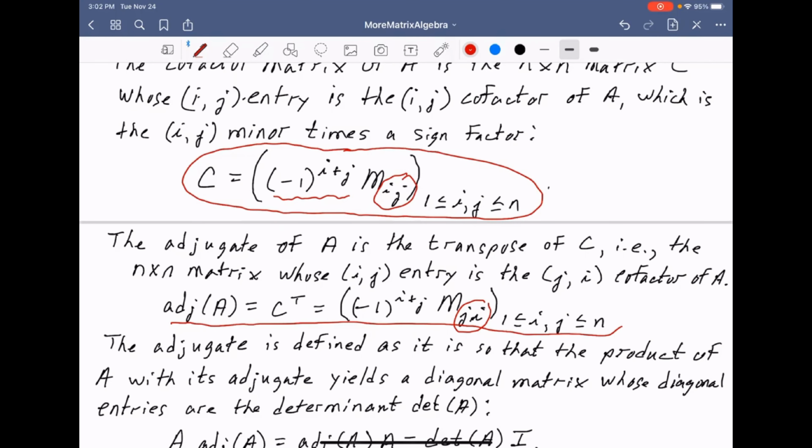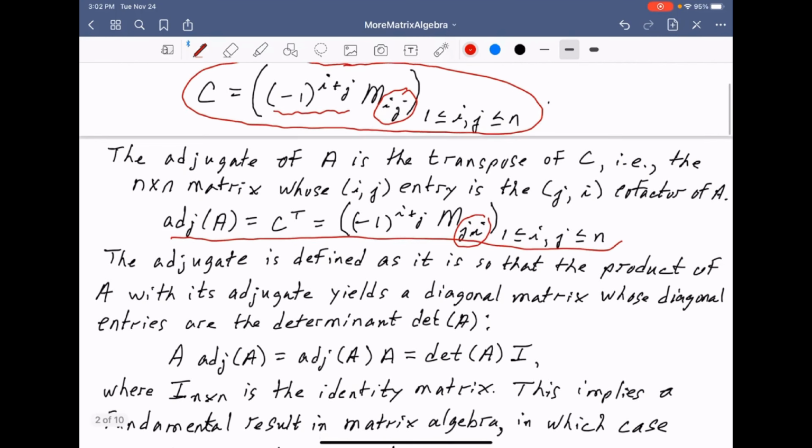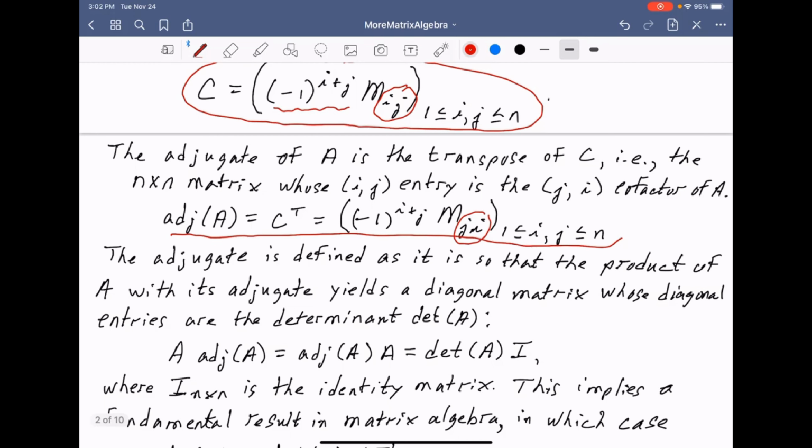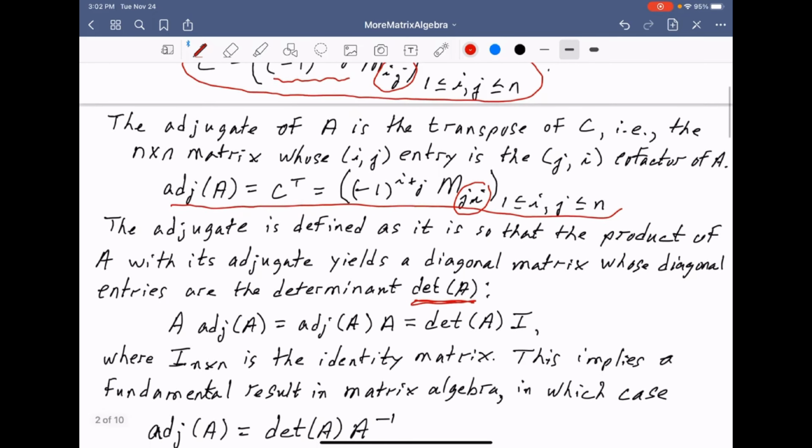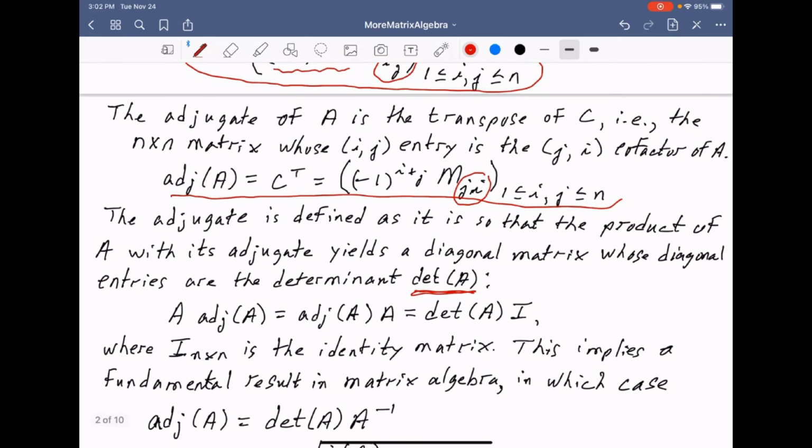The adjugate is defined as it is so that the product of A with its adjugate yields a diagonal matrix whose diagonal entries are the determinant of A, or det A. So we get A times the adjugate of A is equal to the adjugate of A times A, which equals the determinant of A times the identity matrix, which is n by n.